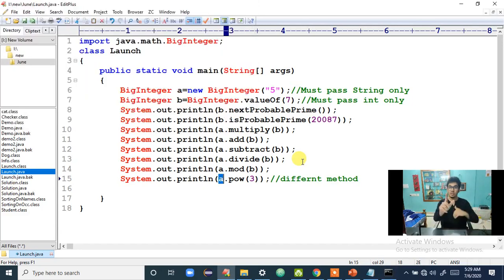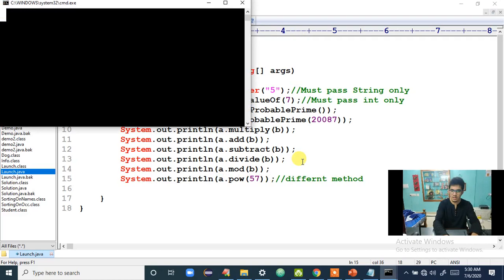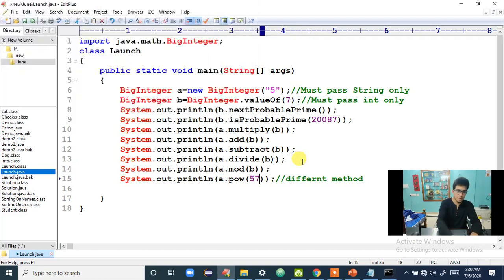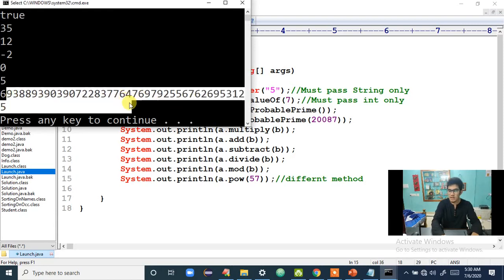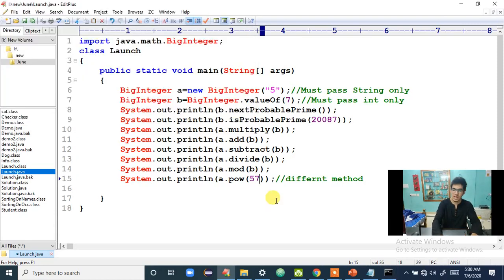I have taught you Math.pow, but Math.pow will give us what type? Double type, and that double type has a limit. What if you want to find 1 crore to the power 1 crore? In that case you have to use this pow method. So here if I write any big value, it will definitely find me that answer. So if I write 57 or any other bigger number, it will definitely give me the answer. So if I compile and execute, see, it has given me a very big answer. So this is the power method which I want you to understand.